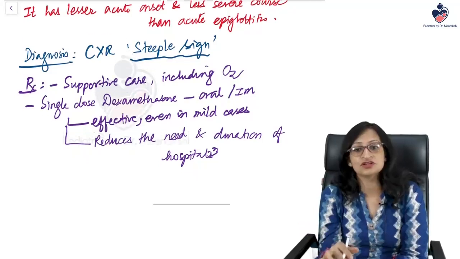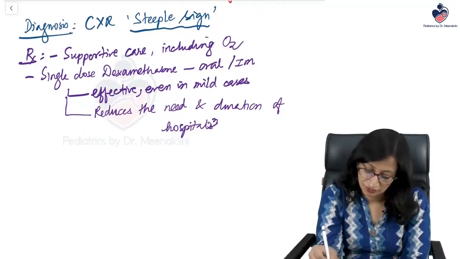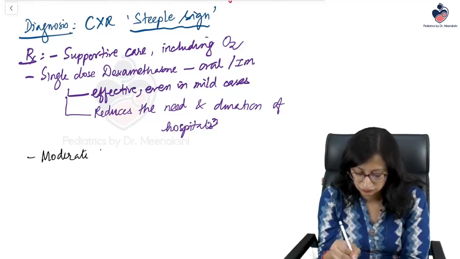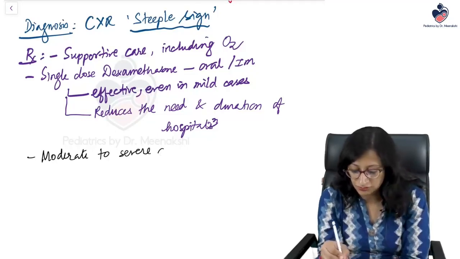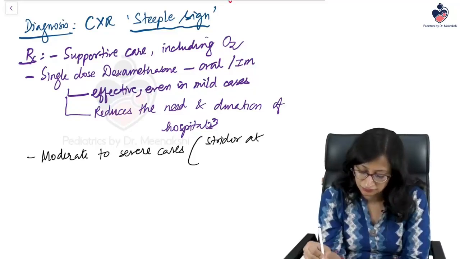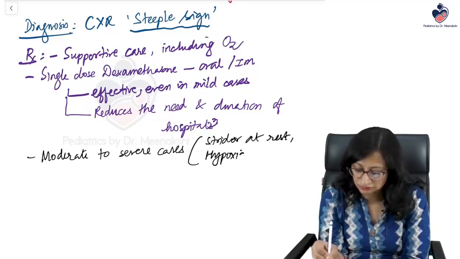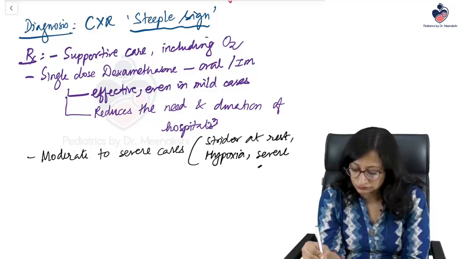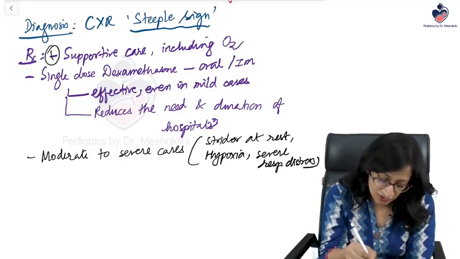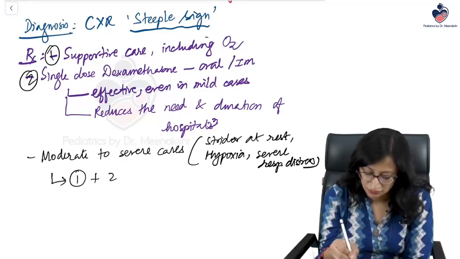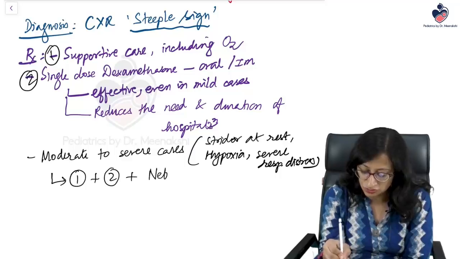While in moderate to severe cases, what do you mean by moderate to severe cases? Where stridor is present even at rest, hypoxia is there, severe respiratory distress is there. In those cases, supportive care, single dose dexamethasone plus nebulized epinephrine is also used.